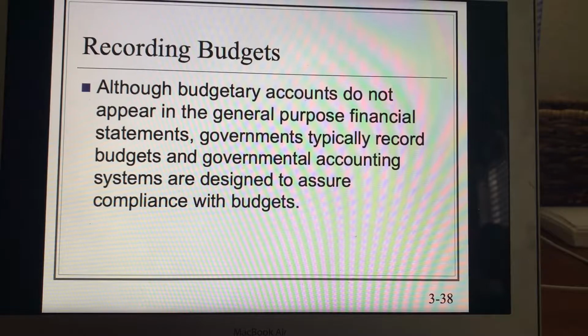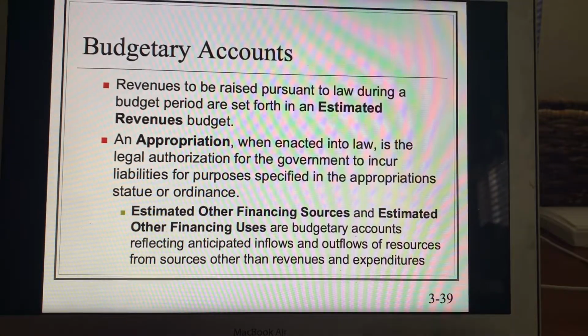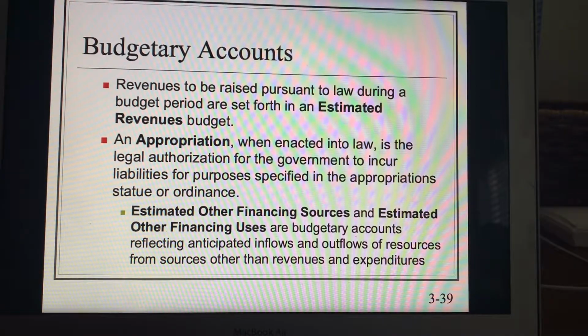Recording budgets. Although budgetary accounts do not appear in the general purpose financial statements, governments typically record budgets, and governmental accounting systems are designed to assure compliance with budgets. Okay, it's about compliance to the budget. Budgetary accounts. Revenues to be raised pursuant to law during a budget period are set forth in an estimated revenues budget. An appropriation, when enacted into law, is the legal authorization for the government to incur liabilities for purposes specified in the appropriations statute or ordinance.